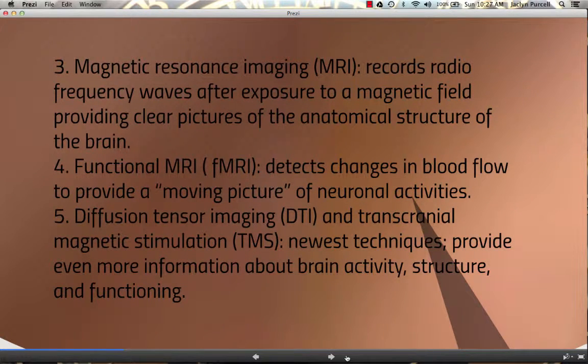Magnetic resonance imaging, or MRI, records radio frequency waves after exposure to a magnetic field, providing clear pictures of the anatomical structure of the brain. A functional MRI, or fMRI, detects changes in blood flow to provide a moving picture of neuronal activities. The newest techniques provide even more information about brain activity, structure, and functioning. These include diffusion tensor imaging, DTI, and transcranial magnetic stimulation, TMS.